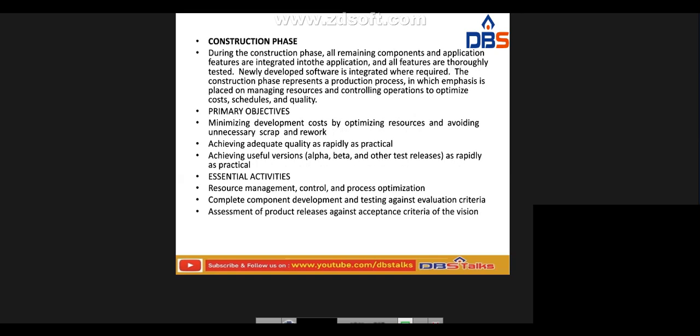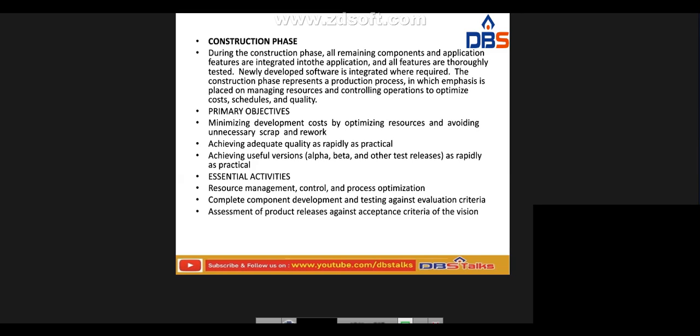Next, construction phase. During the construction phase, all remaining components and application features are integrated. When we go for the construction phase, we have to integrate all the modules. All the components will be integrated into the applications and all the features are thoroughly tested. So first we have to integrate and test, and everything will be working. The newly developed software is integrated where required, so where it is required, in that way we have to integrate the different types of components.